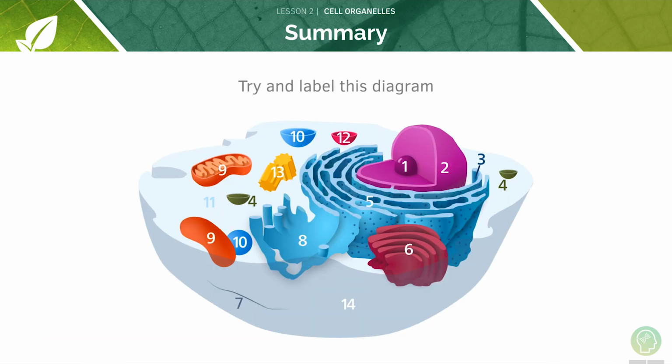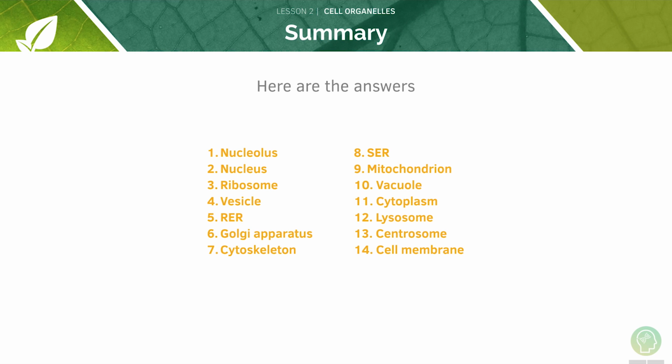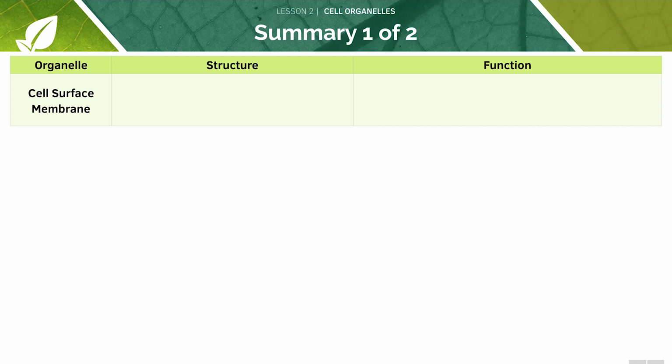Now try and label this diagram. Here are the answers. Let's fill in this table as a summary of all the information we've just learnt. First, we'll go back to the cell surface membrane, which was a phospholipid bilayer. Its function was to regulate movement into and out of the cell.